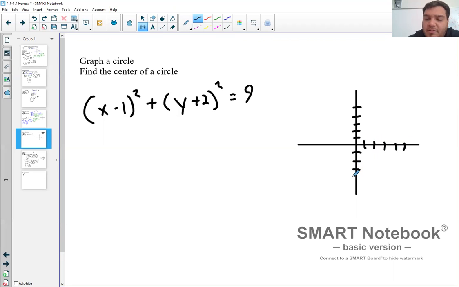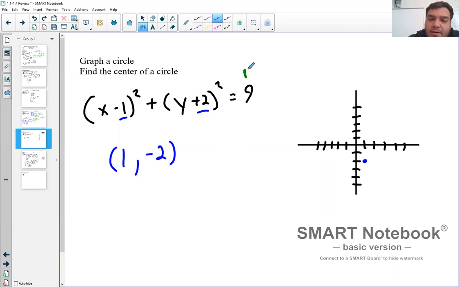To find the center of the circle, we're just going to take the value next to the x and the value next to the y and flip the signs. So this is going to be -1, and instead of -1, it's going to become +1. So that's a 1, comma, instead of +2, it's going to become a -2. So my center is literally this value and this value. The one with the x goes with the x, the one with the y goes with the y. So 1, comma, -2. So 1 right, 2 down.